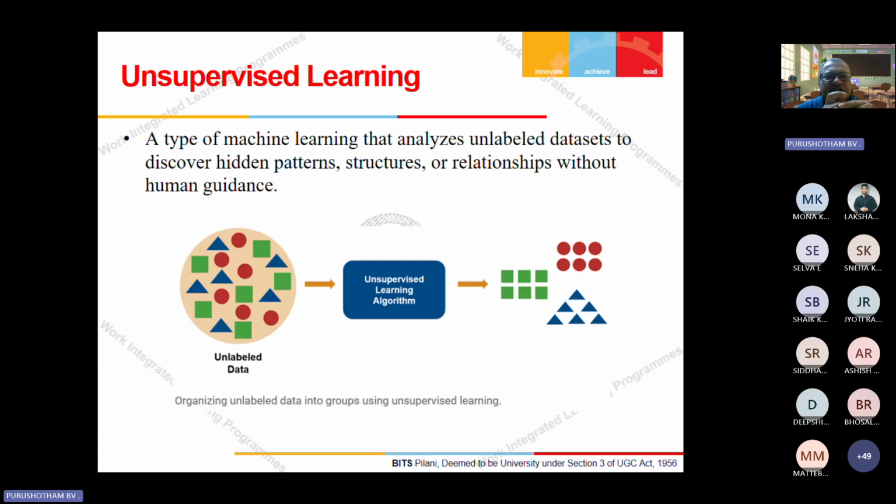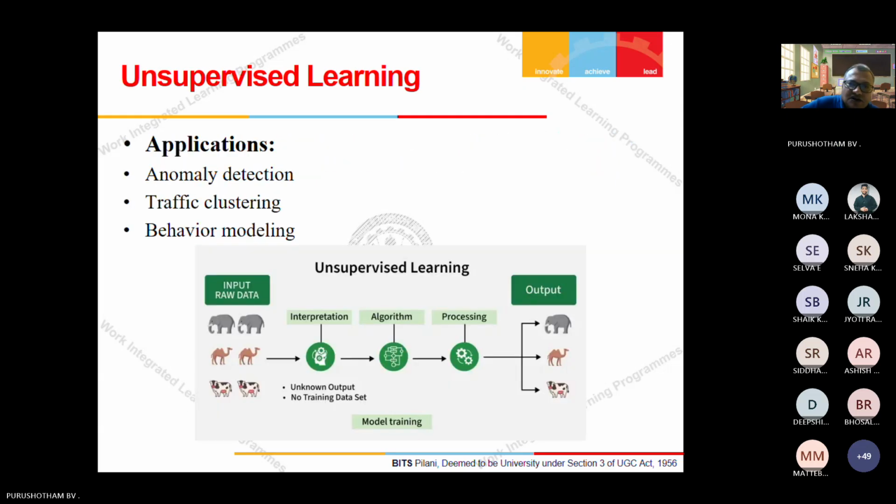In the case of unsupervised learning, it is a type of machine learning that analyzes unlabeled data sets to discover hidden pattern structures or relationships without human guidance. So there, the labeled data set and sample pattern was required. Now here, no need of it. When we say human intervention is not required, then this becomes an easy model for the network. Some of the applications include anomaly detection, traffic clustering, and behavioral models.